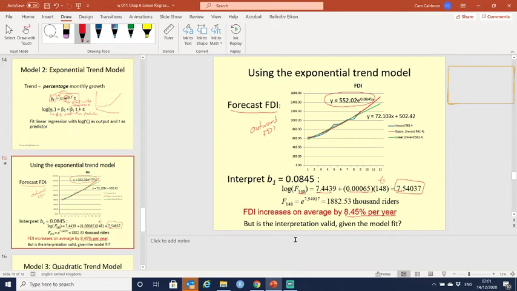But is this interpretation valid given the model fit? It looks like it is. It's actually fitting the data very well.